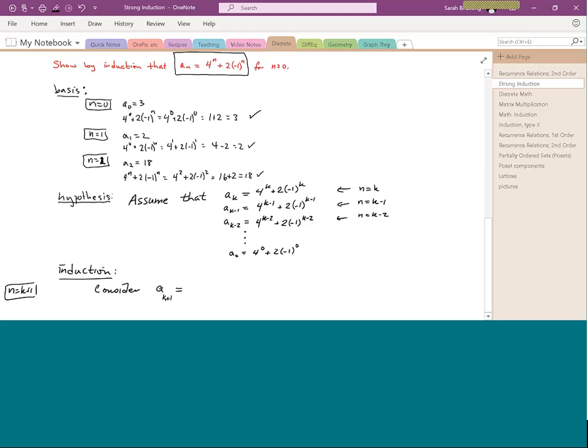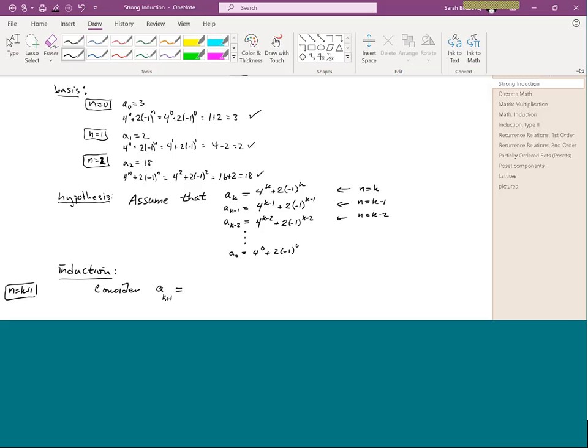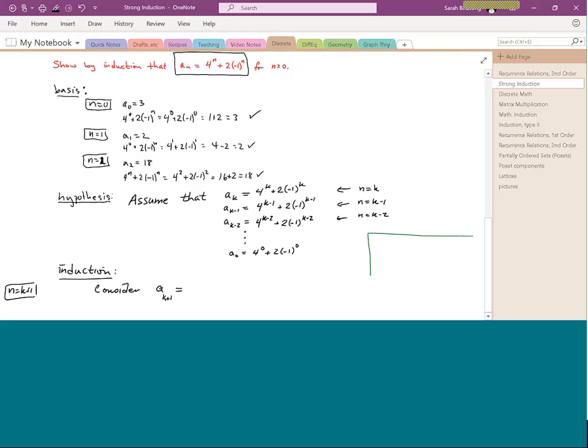All right. So here's what we don't know. We don't know if that boxed formula at the top, the one that says our terms equal 4 to some power plus 2 times negative 1 to some power, we don't know for sure that that works when n equals k plus 1 because that's what we're trying to prove. So let's do a little scratch work over here to the side. I'm going to go ahead and put it in a different color just so we know it's scratch work. So here's what we're looking for.